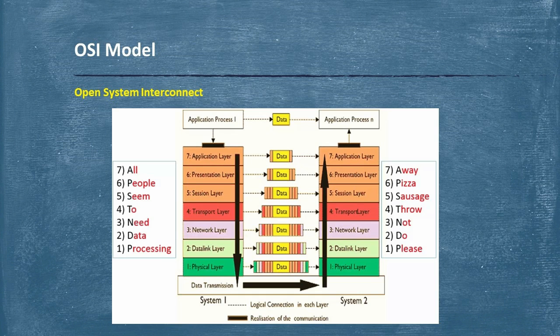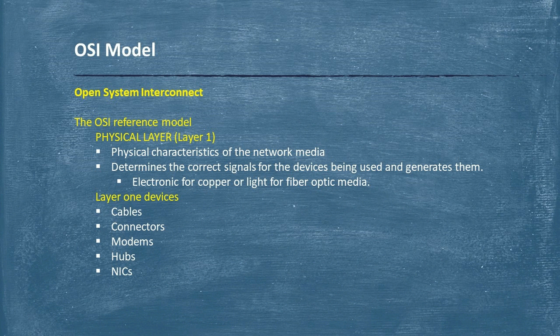So the communication happens like this. Let us suppose this is application 1 and this is application 2, each running on a host computer. This is one host, this is another. From the application layer, the data passes down through the communication layers, then goes through the data transmission media. Then again it passes through all the layers, 1 to 7, and reaches the host on the other side. Now let us look into the details of each layer one by one.